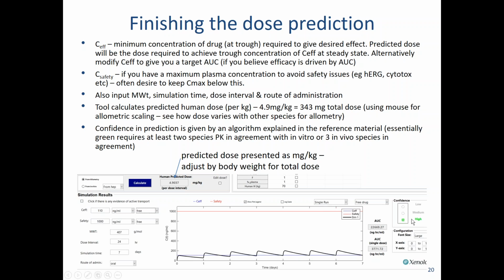So high confidence is quite hard to achieve without a lot of data, but that's because PK prediction is quite tough. So we're trying to be realistic here. To get a high confidence prediction of PK is not easy and requires quite a lot of data that all aligns with each other.